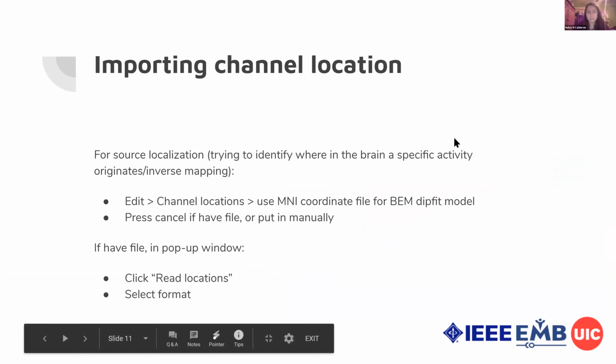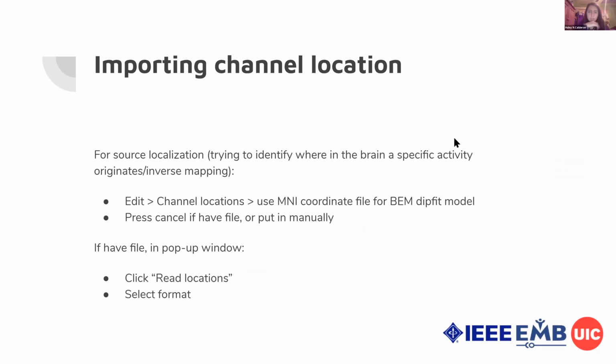And then importing channel location. This is really useful if you want to do source localization, which is trying to identify where in the brain a specific activity originates, commonly called inverse mapping. So you have EEGs on the patient, subject, whatever, and you're trying to find out what happens when they look at a picture. Where in the brain is that happening? So what you do is you inverse map it. It's kind of hard to explain without showing, so I'll try showing it to you.